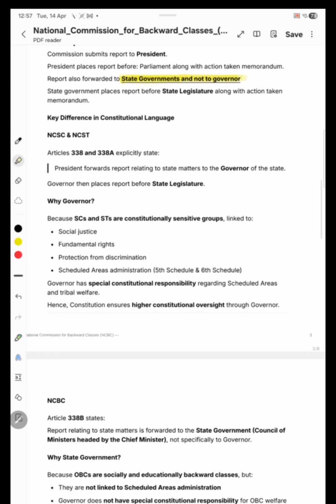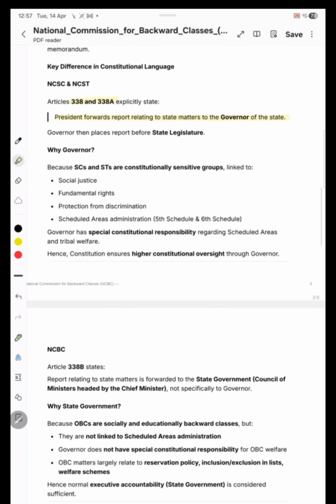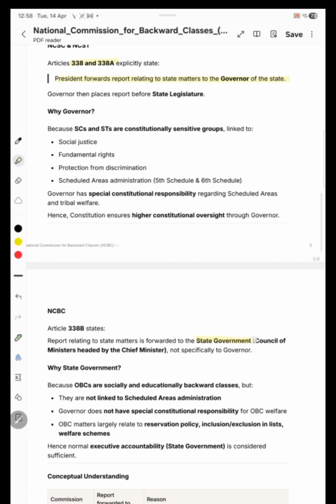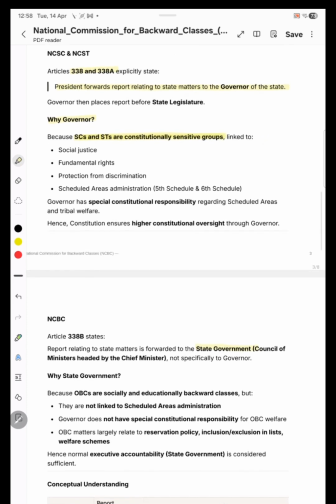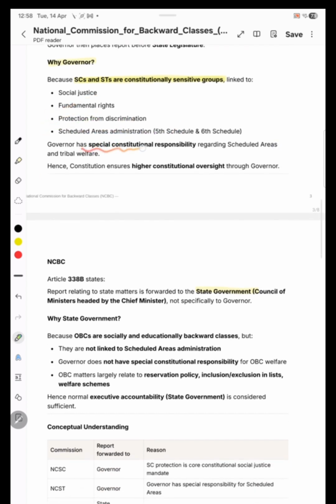Okay, so for the other two, Article 338 and 338A, the President forwards the report relating to state matters to the Governor, and then the Governor places the report before the state legislature. But here it is given to the state government, right? So why Governor in the case of Scheduled Caste and Scheduled Tribe? Because they are constitutionally sensitive groups. They are linked to social justice, fundamental rights, protection from discrimination, scheduled area administration, right? So the Governor has special constitutional responsibility regarding scheduled areas and tribal welfare. So here the Constitution ensures higher constitutional oversight through the Governor.